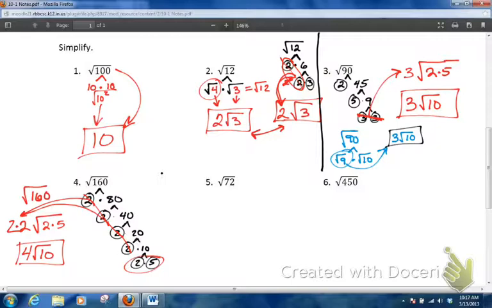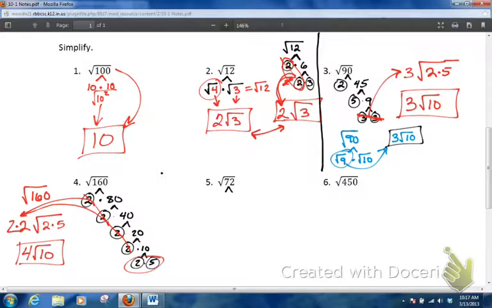So hopefully you're getting the hang of this. I'd like you to try the last two on your own by pausing the video and then coming back and checking your answers. Alright, here we go. 72. Square root of 72.